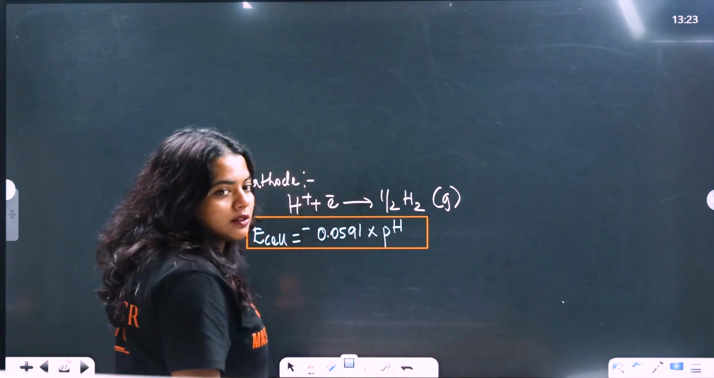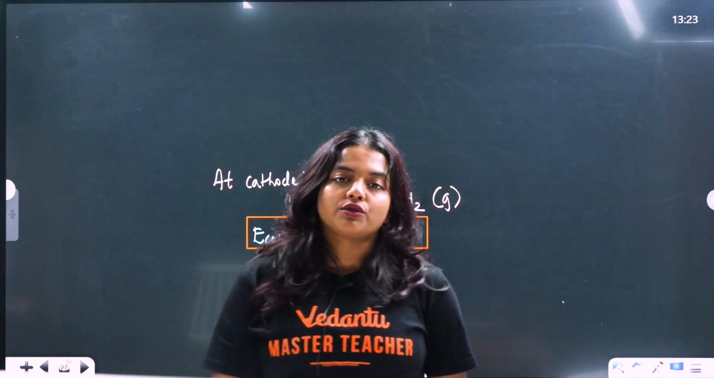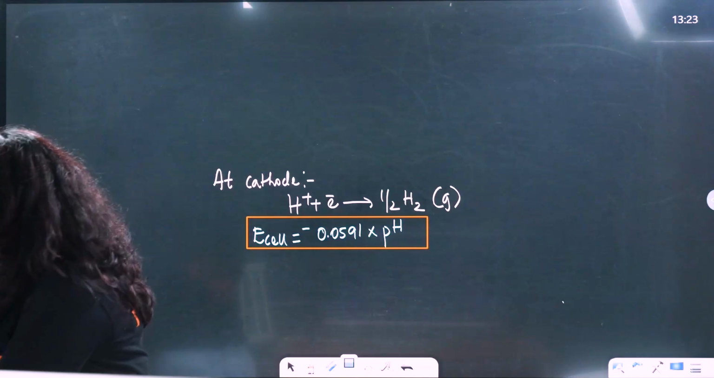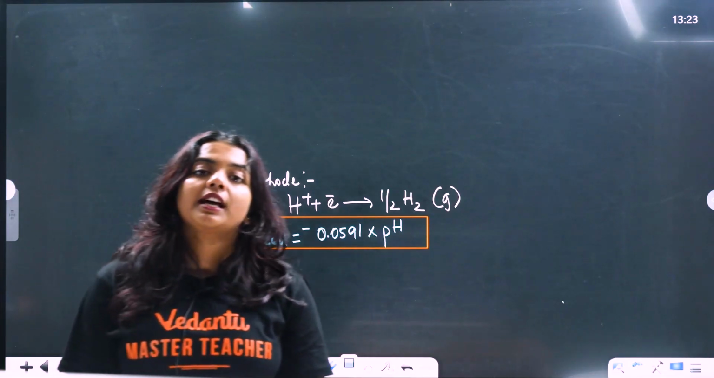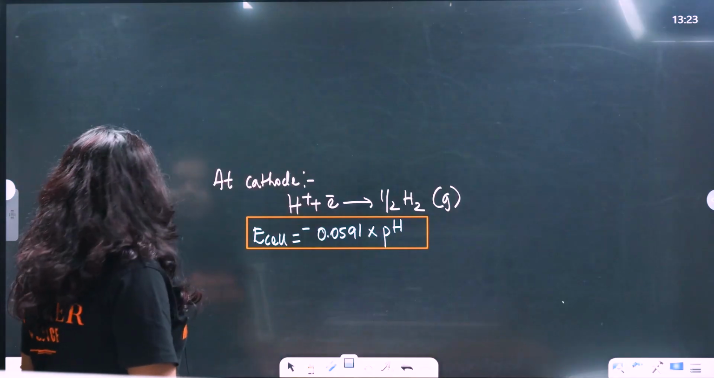E cell is equal to minus 0.059 into P raised to H. So this is what is happening. This is the E cell of this hydrogen when it is taken in the cathode. Clear everyone? Clear? So that is the hydrogen one.